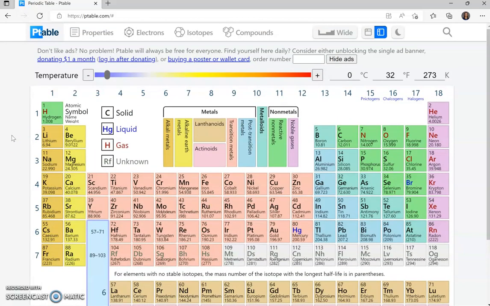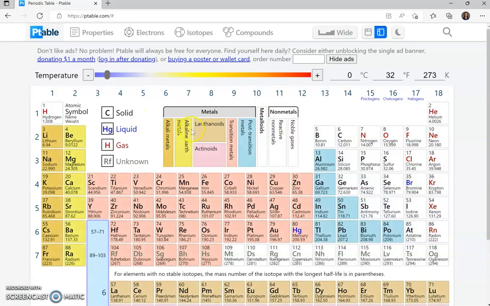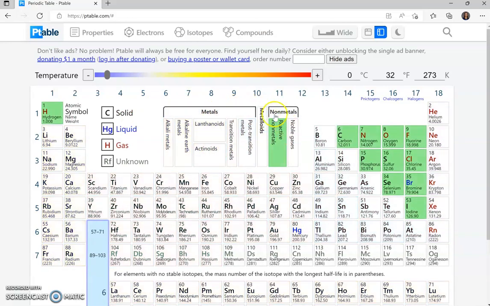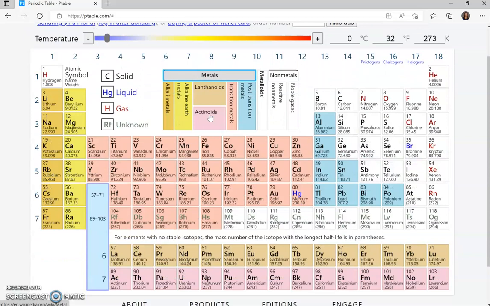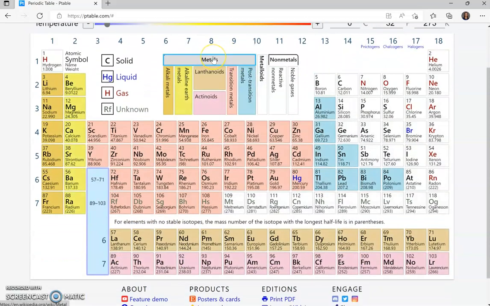So I'm going to point out a couple things that you are going to have to label on your periodic table for the periodic table labeling homework. So if you hover over these components here, you're going to notice that certain parts of the periodic table will be highlighted. So for example, you are going to have to label the metals on your periodic table.